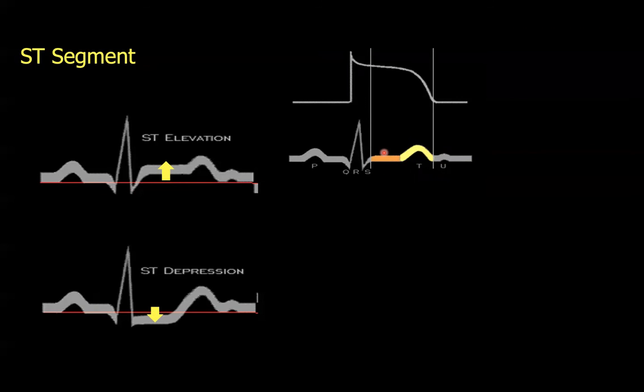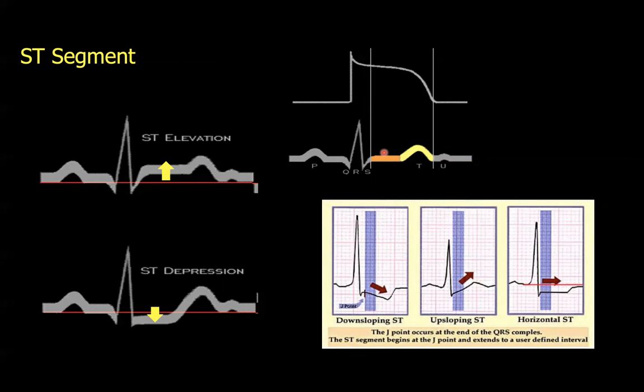When we talk more about ST depression, we will appreciate that it has three different views: the downsloping ST depression, upsloping, and also horizontal ST depression. The downsloping and horizontal ST depressions are much more sensitive towards ischemia or infarct of the myocardium.